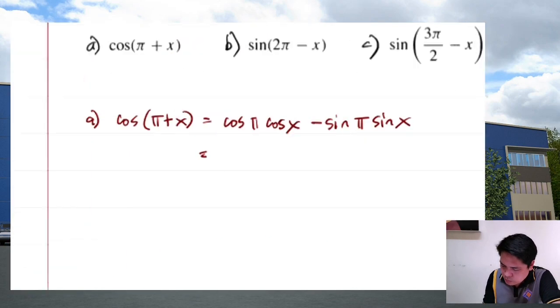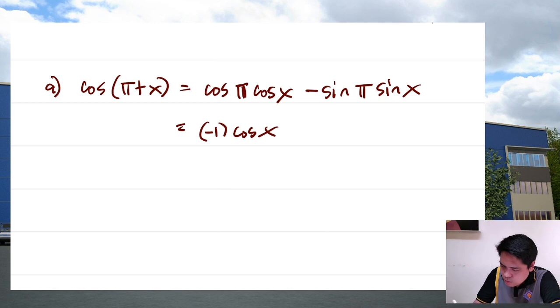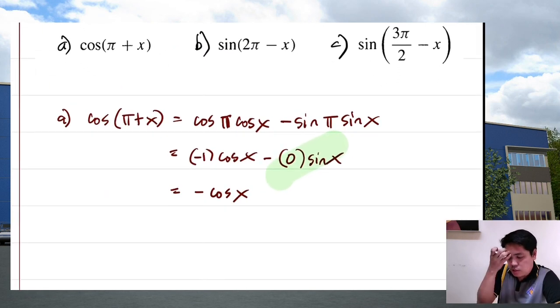Okay, so let's go back. That would be negative cosine x, or negative 1 times cosine x. Minus, how about sine pi? Actually, sine pi is 0, right? Minus 0 times sine x. So, this is simply cancelled out. So, the answer is just negative cosine x. Very easy. So, I just do the same for this and this.